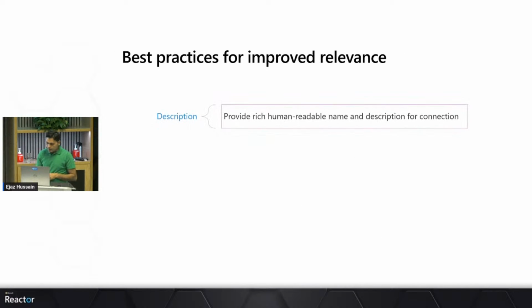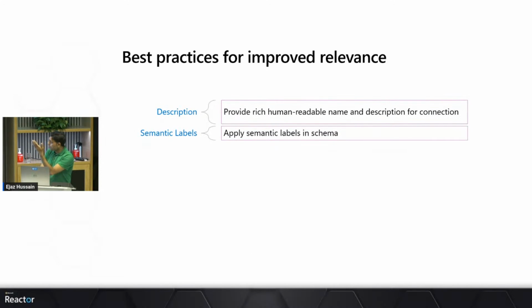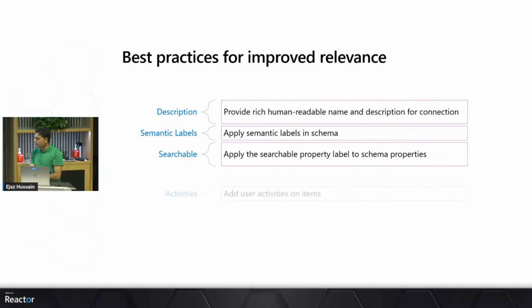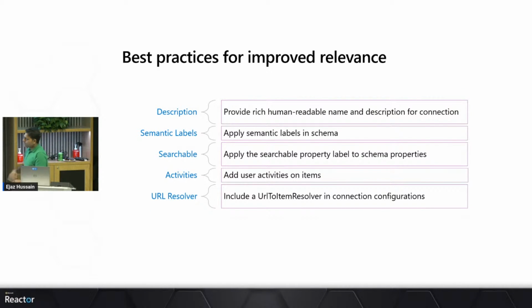Some of the best practices to improve the relevance. First of all, the description. Provide a rich, human-readable description for the connection. That's very important, same as the plugin that we've seen before. If it's an API, give a detailed description of what your API does and what possible functions are available. When a user sends a request, what do you expect from it? So a detailed description, that's what Copilot uses.